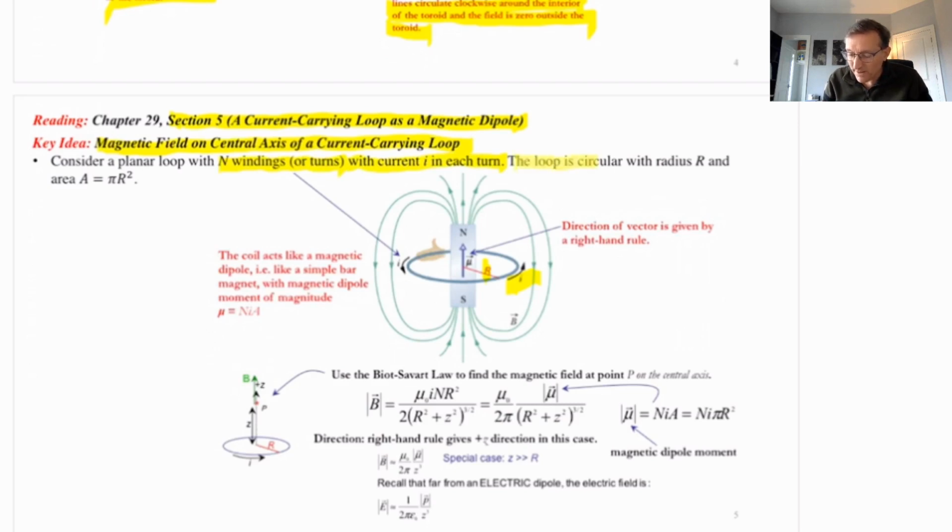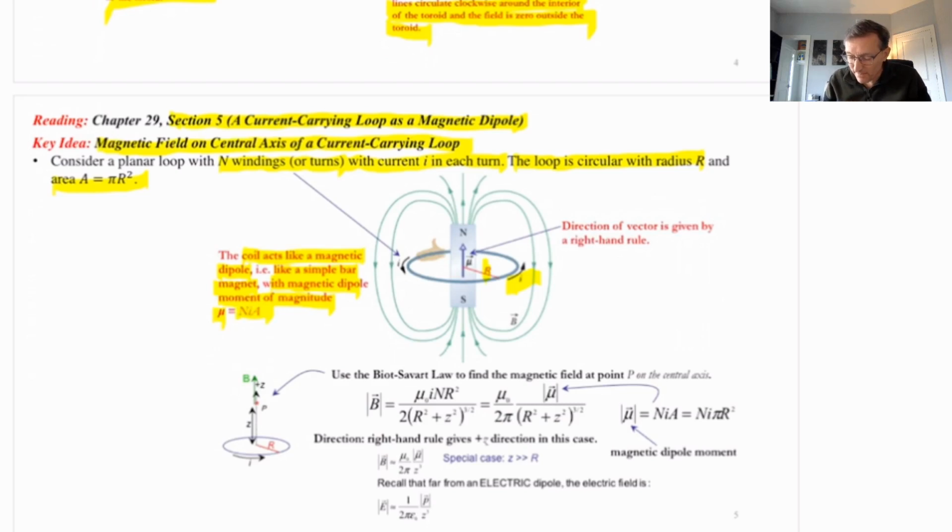The loop is a circle with radius big R and therefore has an area inside it of pi R squared. What magnetic field does that create? Interestingly enough, such a thing, we call it a coil, is the simplest example of what we call a magnetic dipole, which we talked about briefly in chapter 28. It behaves much like a simple bar magnet, with the magnetic dipole moment, mu, of N, number of windings, times current, times the interior area.